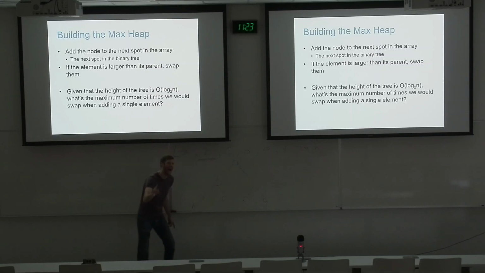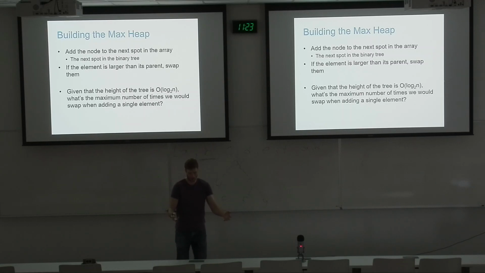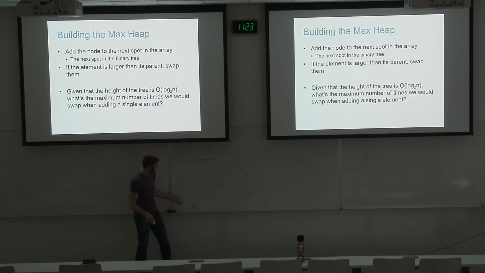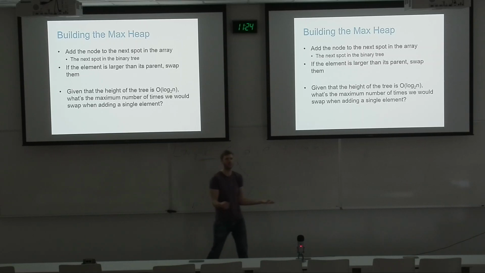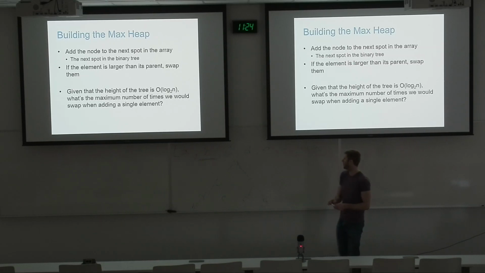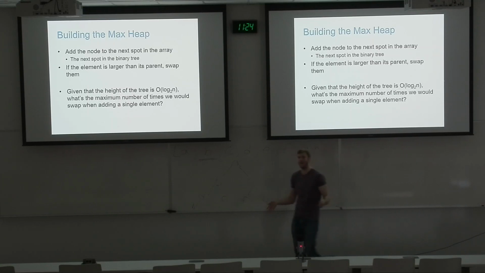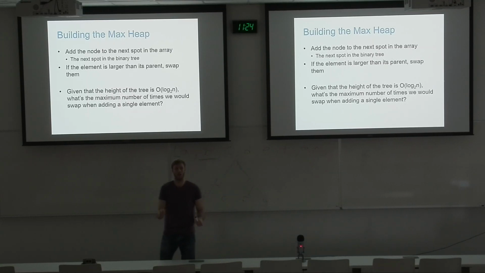Swap. At most, how many swaps will I have? I mean, it only takes constant time to do a swap. I just have to shuffle things around. Still constant time. But how many times might I have to do that? Well, what's the height of this tree? Because the furthest this thing could ever have to travel is from a leaf to the root, which is just going to be the height of the tree. And we know what the height of this tree is. It's going to be log base 2 n. So at most, I'm going to have log base 2 comparisons that I have to do.